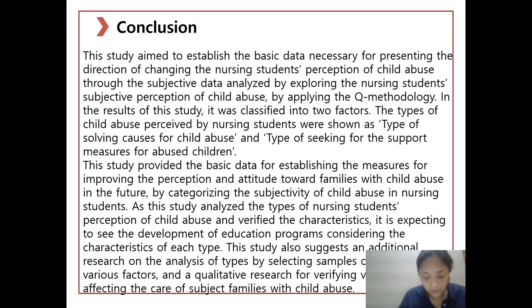This is the conclusion. This study aimed to establish the basic data necessary for presenting the direction of changing nursing students' perception of child abuse through subjective data analysis by exploring the nursing students' subjective perception of child abuse by applying the Q methodology. As a result of this study, it was classified into two factors: the types of abuse perceived by nursing students were shown as a type of solving cause for child abuse and a type of seeking support measures for abused children.